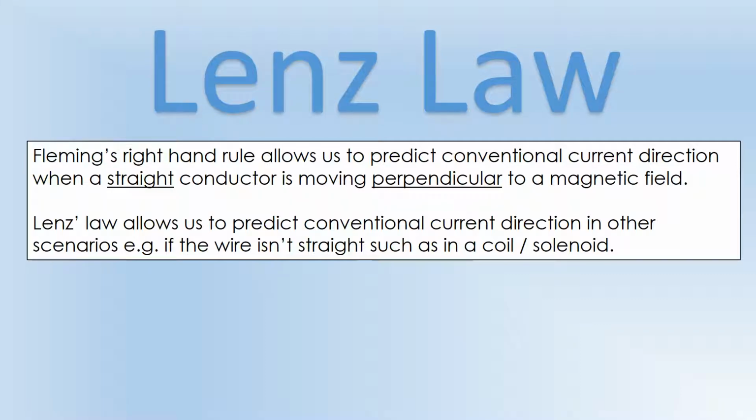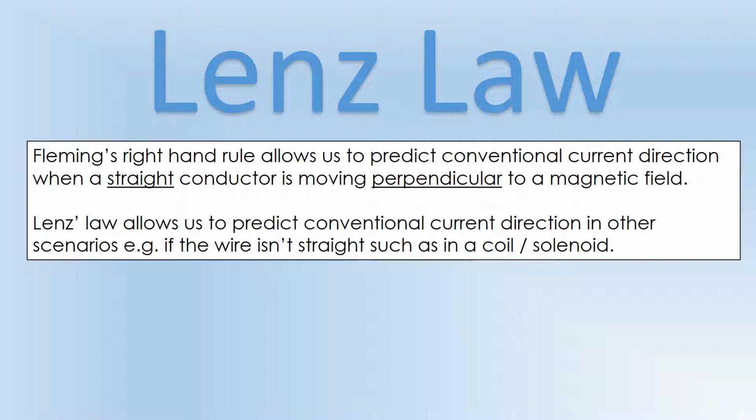Okay, so in this video we're going to take a look at Lenz's law. The first thing I want to look at is why we actually need this law. In the previous video we met Fleming's right-hand rule, and that allows us to predict conventional current direction when a straight conductor is moving perpendicular to a magnetic field. So very specific conditions.